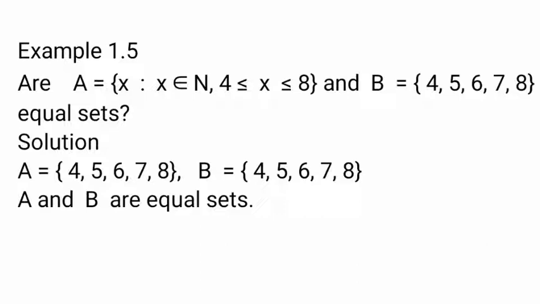Therefore here n of A equal to 5, n of B also 5, and the number of elements are equal. Here also A and B are 4, 5, 6, 7, 8. Therefore both n of A equal to n of B equal to 5 and also the elements are equal. Therefore A and B are equal sets. Can you understand? Okay.